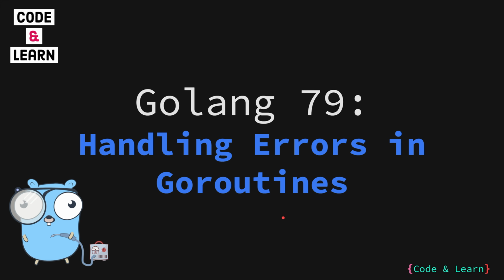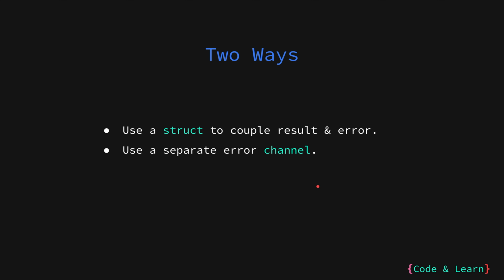So let's get started. Channels are the de facto way of getting data from or sending data to a Goroutine. So it should be no surprise to you that the preferred way to handle errors when working with Goroutines is via channels. You can handle errors from Goroutines with the help of channels in two ways. First is when you use a struct to couple together the result of the operation and an error if there is any. The second is to use a separate error channel to listen for errors.